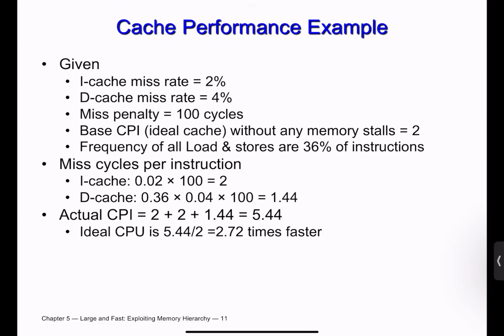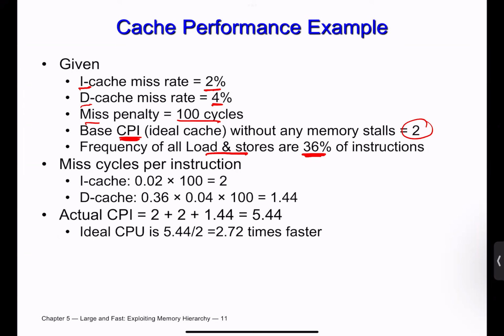Let's take another example. Assume I have an instruction cache miss rate of 2%. I have a data cache miss rate of 4%. The miss penalty is 100 cycles. My base cycles per instruction is 2 without any stall. Do you remember the same example that I mentioned with the slides? I'm introducing one slide per minute without any interruption, without any question, without any answering. It's just the base, the basic. The frequency of all loads and stores is basically 36% of my instructions. So 36% of the time I have to access the memory.